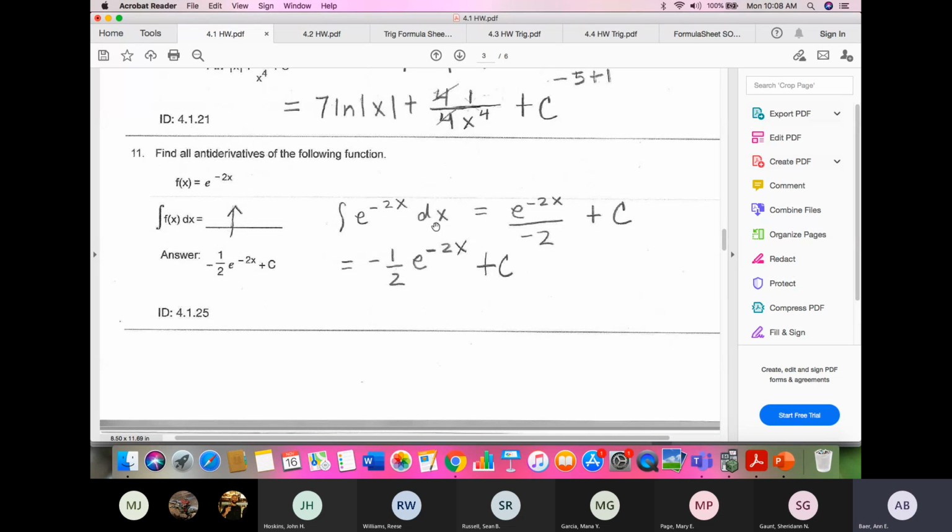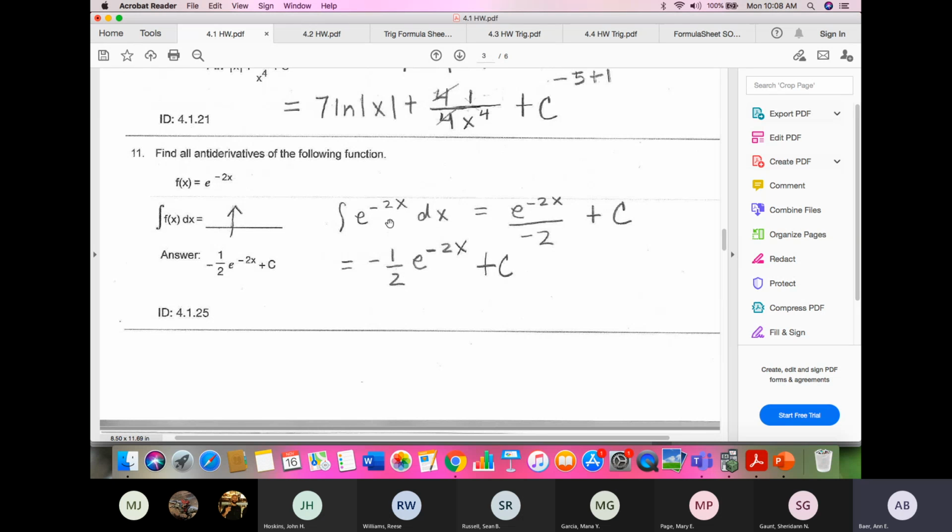Now when we differentiate e to a power, we just write it down. Same when we integrate. So if we copy over e to the negative 2x, and we're in the process of integration, so we don't want to put in the integral signs. You want to use correct notation on the test 3 and the comprehensive final for full credit.